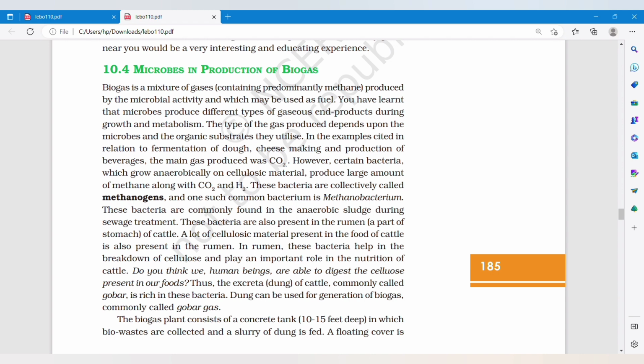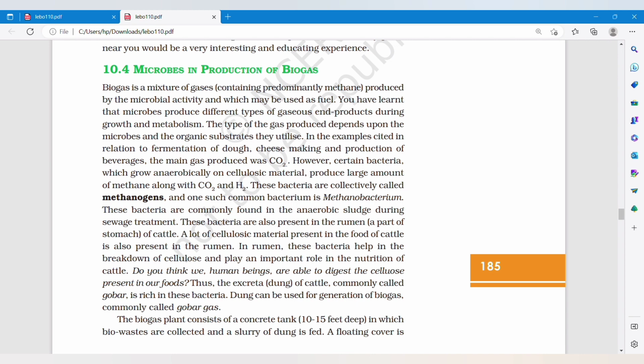In the examples cited in relation to fermentation of dough, cheese making, and production of beverages, the main gas produced was CO2. However, certain bacteria which grow anaerobically on cellulosic material produce large amounts of methane along with CO2 and H2. These bacteria are collectively called methanogens, and one such common bacterium is Methanobacterium. These bacteria are commonly found in anaerobic sludge during sewage treatment.